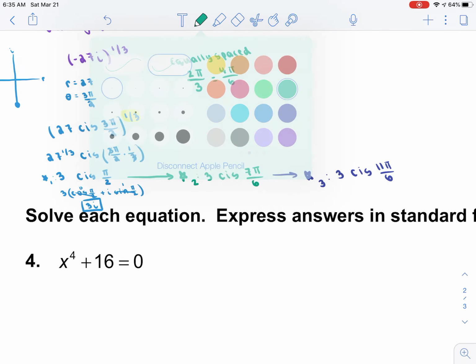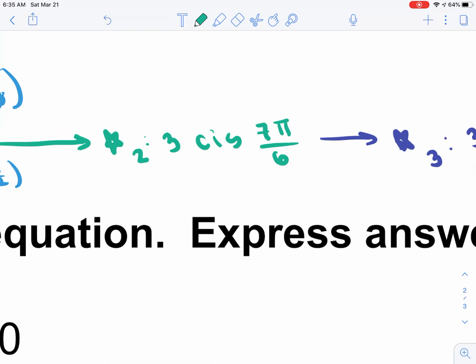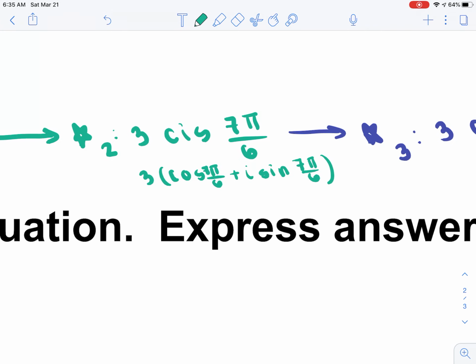And then we can go to the next one. Remember 7 pi over 6, we'd recently done this one. Remember that 7 pi over 6 is going to have a cosine value of negative root 3 over 2. And then your sine of 7 pi over 6 is also going to be negative, but negative a half. So you're getting the solution of negative 3 root 3 over 2 minus 3 halves i.